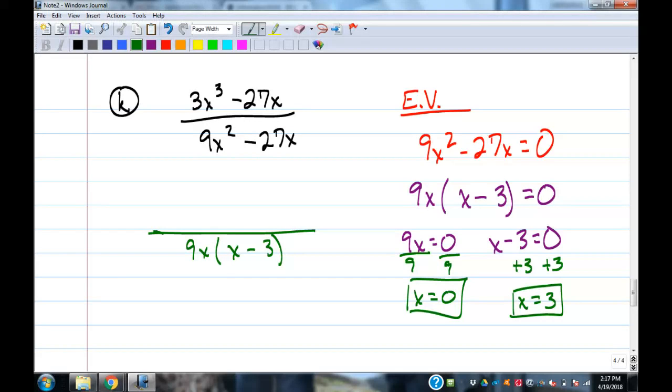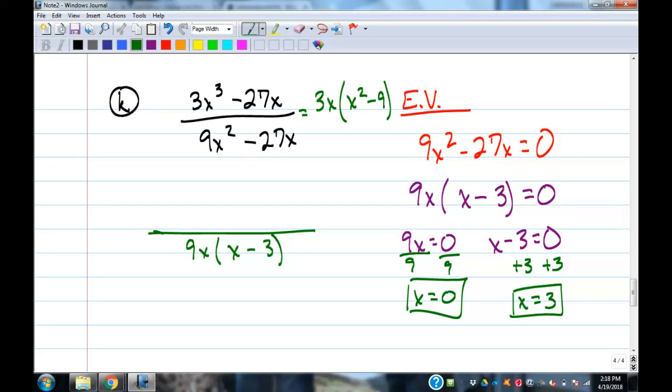Let's look at the numerator. 3 is a common factor. What else is common? They both got x, right? I'm going to pull out a 3x. What's left in the parentheses then? Notice I didn't write it there on this fraction because there's something else I can do. What can I do? I've got 3x times x squared minus 9.